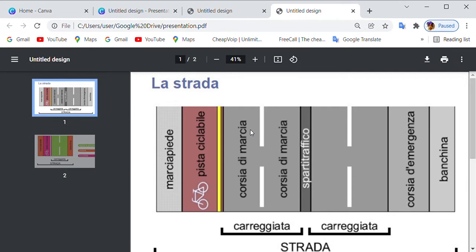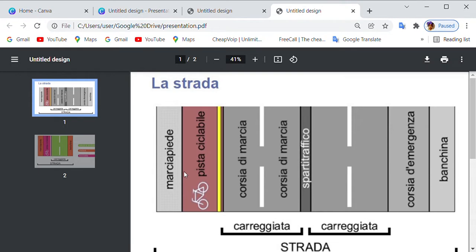Today I want to start this Patente B teoria tutorials with the very first topic on the theory exam, and that is strada. The word strada, if you translate it to English, means street. So beginning from this place to the ending of this place, all complete together is a street.